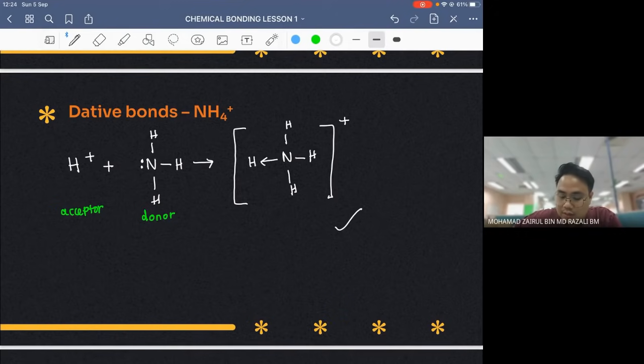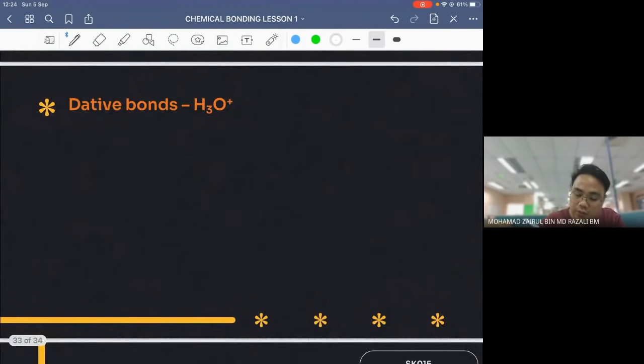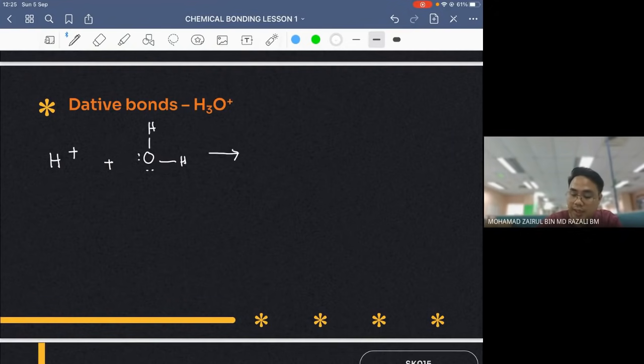Okay, the last example is H3O+. H3O+ forms when you have H+ and H2O. The structure of H2O is like this. So kalau awak tengok between H2O and H+, H2O we call it the donor sebab H2O ni sekarang yang ada lone pair. H+ kita panggil dia sebagai acceptor sebab dalam H+ ni yang ada empty orbital.